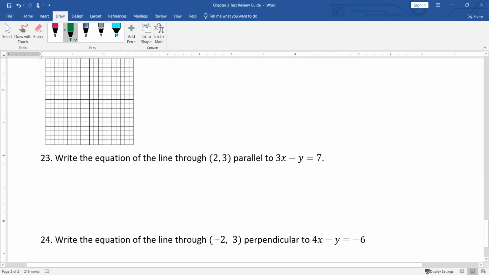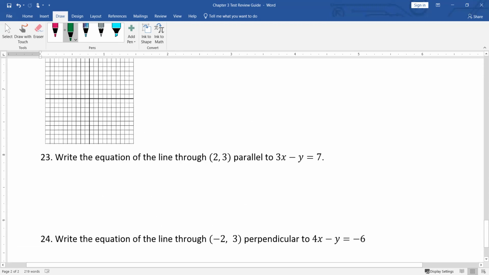I'm going to move on into 23 and 24 to make sure that we're all comfortable with finding the linear equation of a line that is parallel or perpendicular to another line. The first thing we have to do is find the slope of our original line, 3x minus y equals 7. I'm going to convert it to slope-intercept form because that tells me what my slope is.